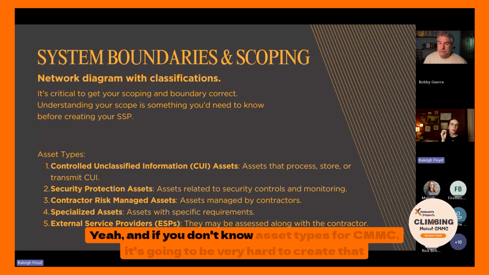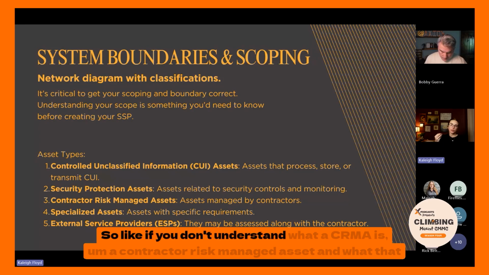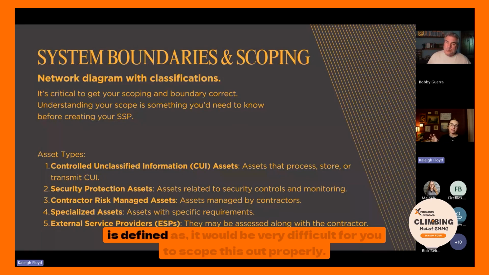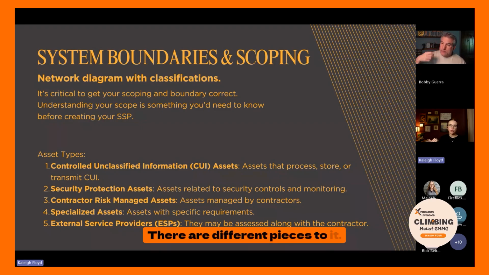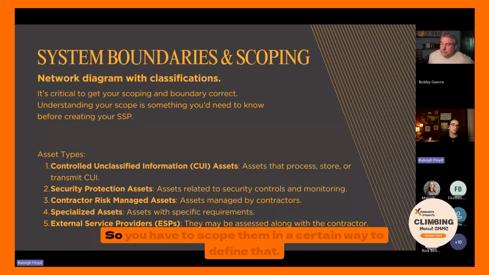Yeah, and if you don't know asset types for CMMC, it's going to be very hard to create that boundary and understand the different parts of it. For example, if you don't understand what a CRMA is, a contractor risk managed asset, and how it is defined, it would be very difficult for you to scope this out properly. There are different pieces to it. Specialized assets, you can't manage them as an MSP like you can other devices, so you have to scope them in a certain way to define that.